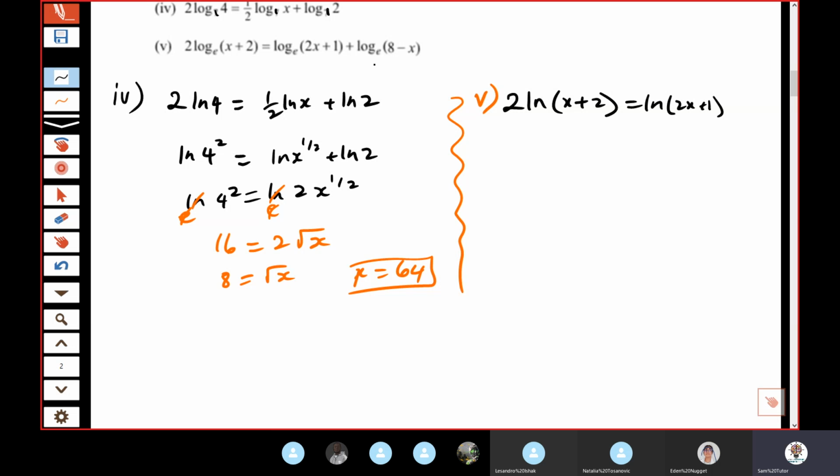I'm going to save myself a line. What do you do when you add your logs? So (2x plus 1) times (8 take away x). All right, I'll leave it there. Let you guys work on it for a minute. Remember, you got to bring the 2 up and then cross out your logs, expand, bring everything to one side. Good luck.